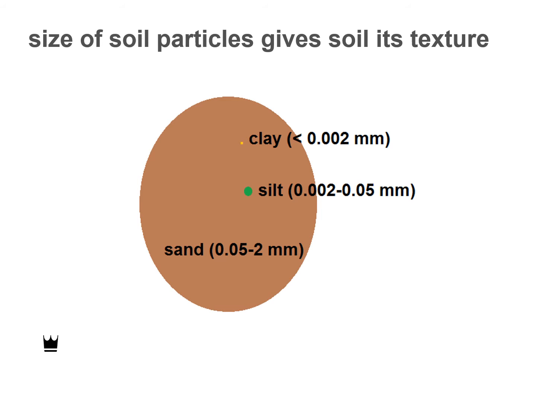Soil texture is based on the size of the particles that make up the soil. Sand particles are fairly large and can be seen with the naked eye. They range from about 0.05 to about 2 millimeters in diameter. Silt particles are smaller. They range from about 0.002 of a millimeter up to about 0.05. Clay particles are tiny and could be seen only with a microscope because they're less than 0.002 of a millimeter in diameter.